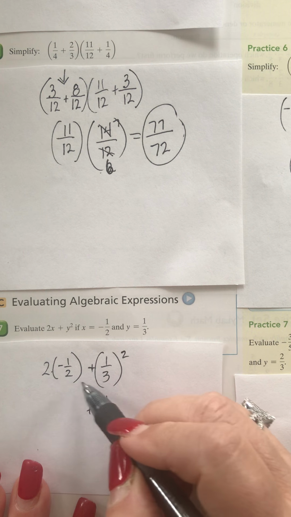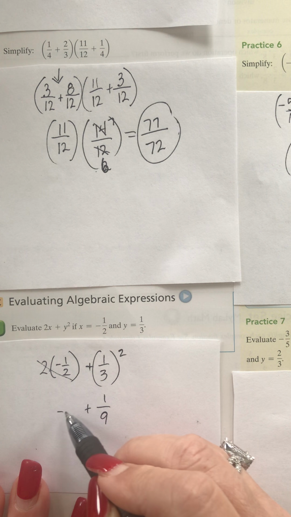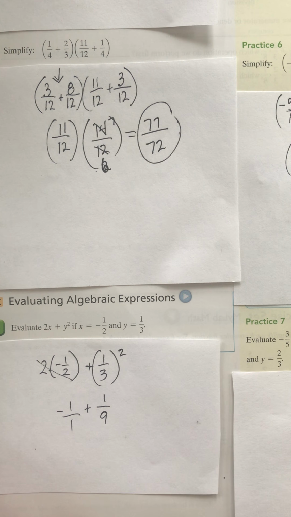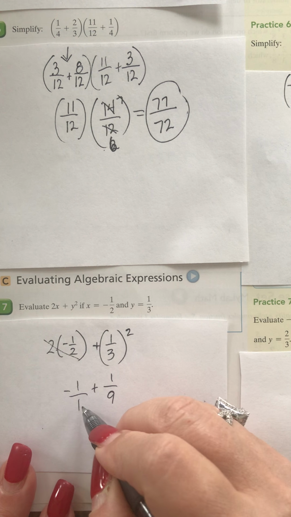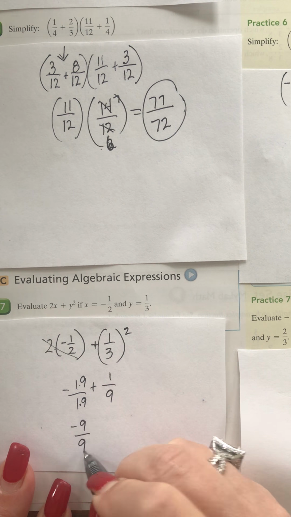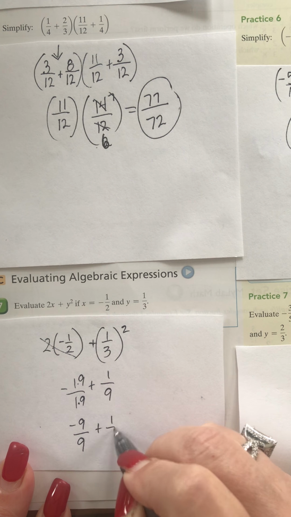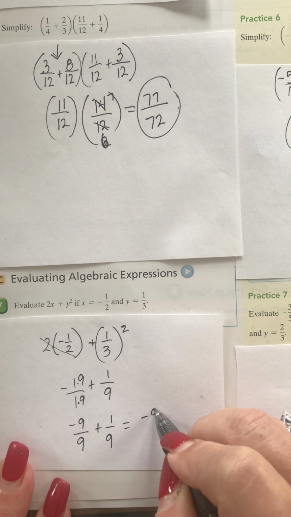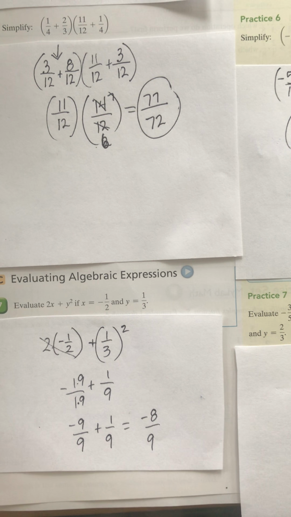And if we do multiplication, these cross out, so this becomes negative 1. And now get a common denominator, which is 9. So multiply each of these by 9. So negative 9 ninths plus 1/9 is negative 8 ninths.